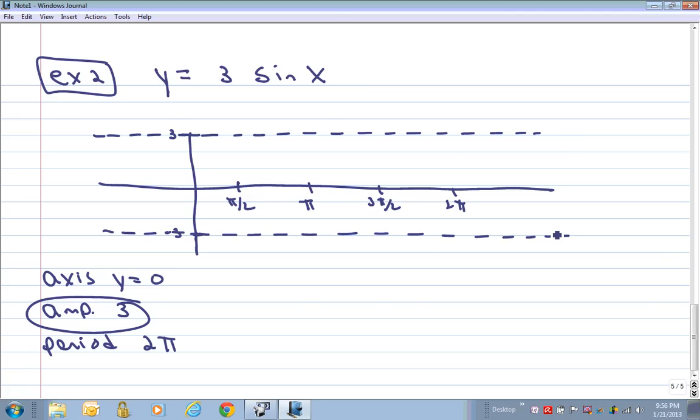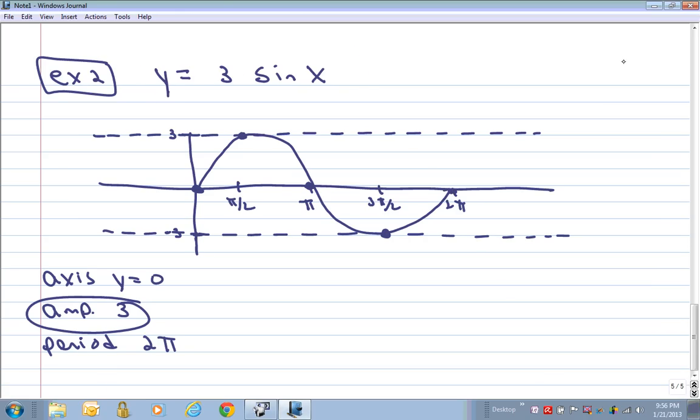And once again, remembering that sine starts at the axis. Cosine starts at the amplitude. No reflection, so at our first key value, we would go up to the top of the amplitude, back to the axis, to the bottom of the amplitude, back to the axis. And our graph will look something like this. So our graph got stretched vertically, and that's what the 3 in the front will do for us.